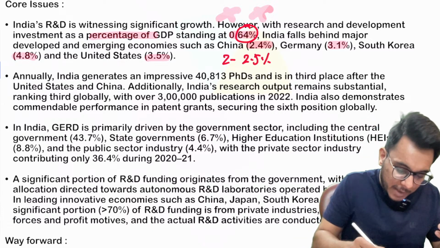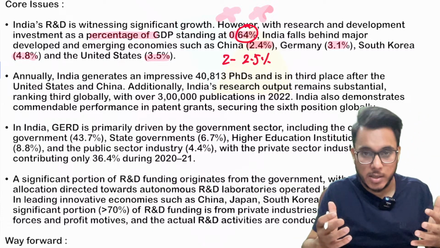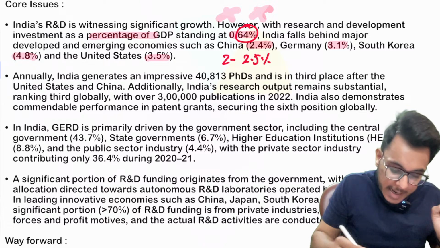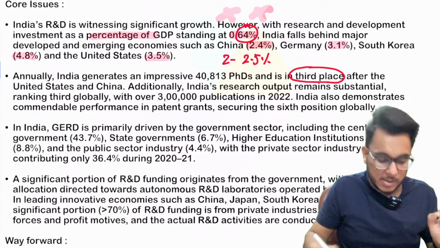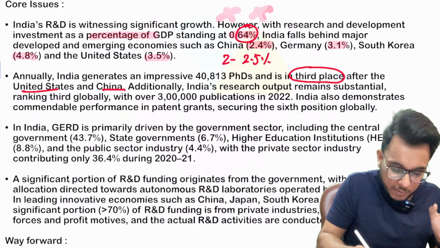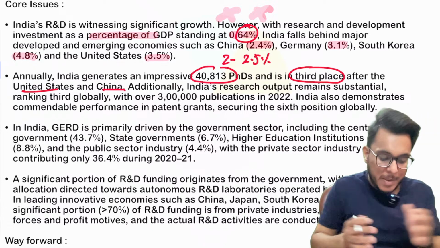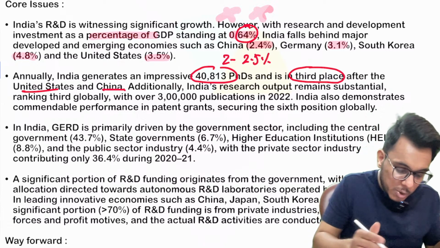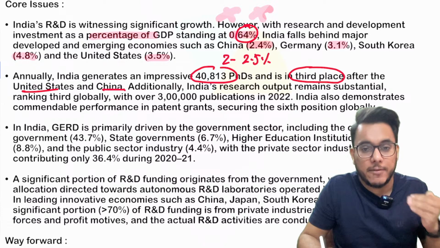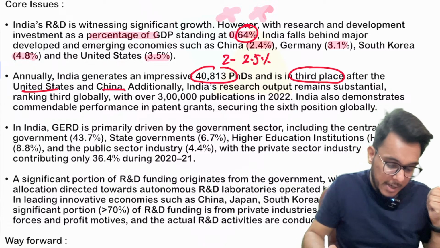For example, guys, if we talk about the PhD scholars, researchers, India is producing the third highest number of PhD scholars after the US and China. Fine, 40,000 plus PhD scholars were produced by India. So we are third highest after China and the USA.